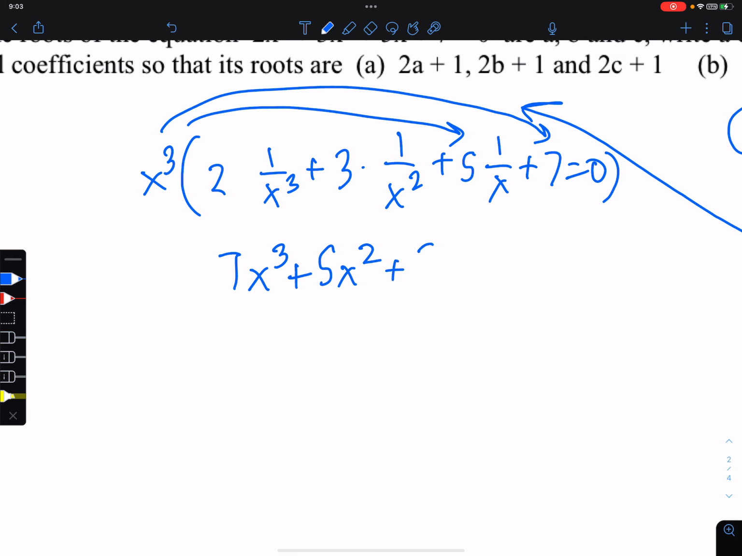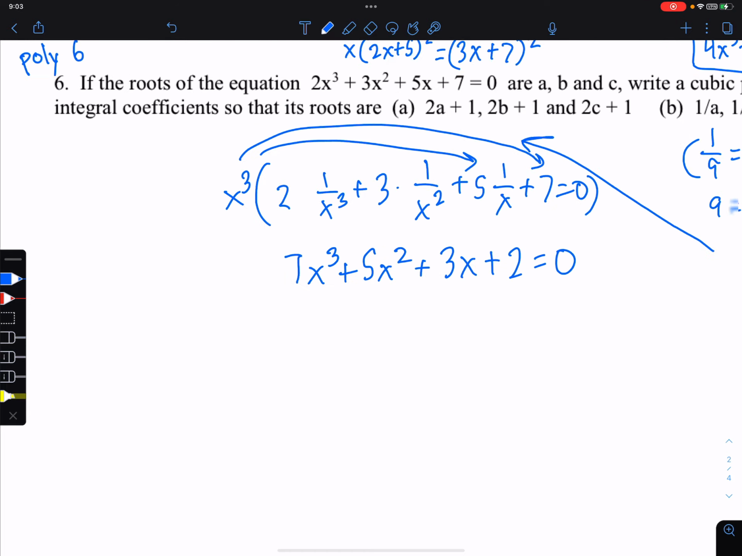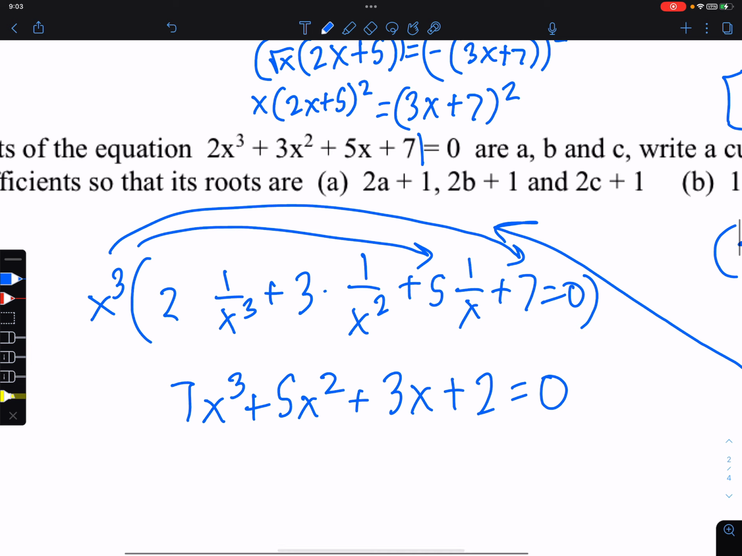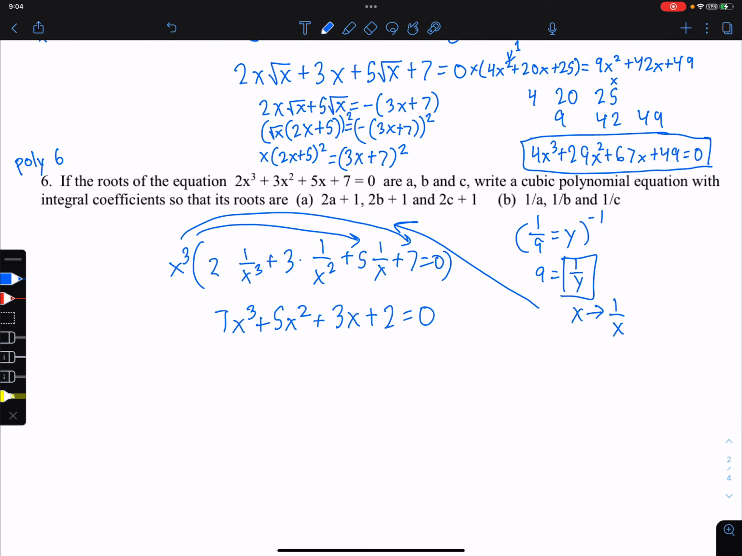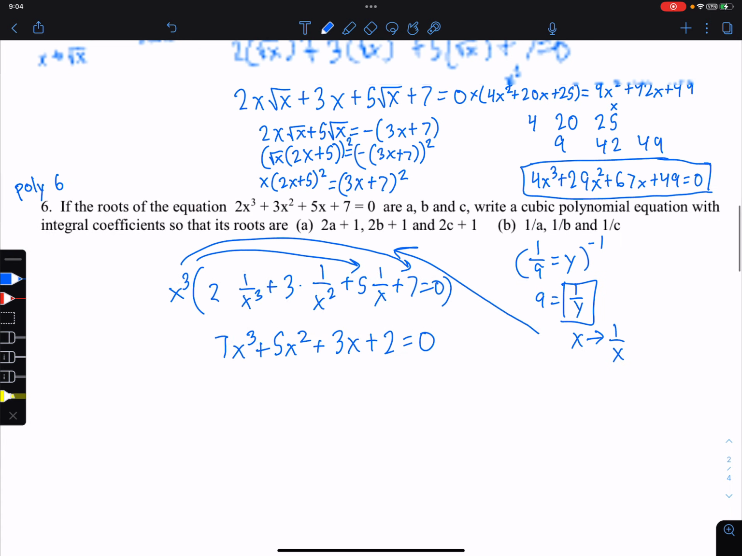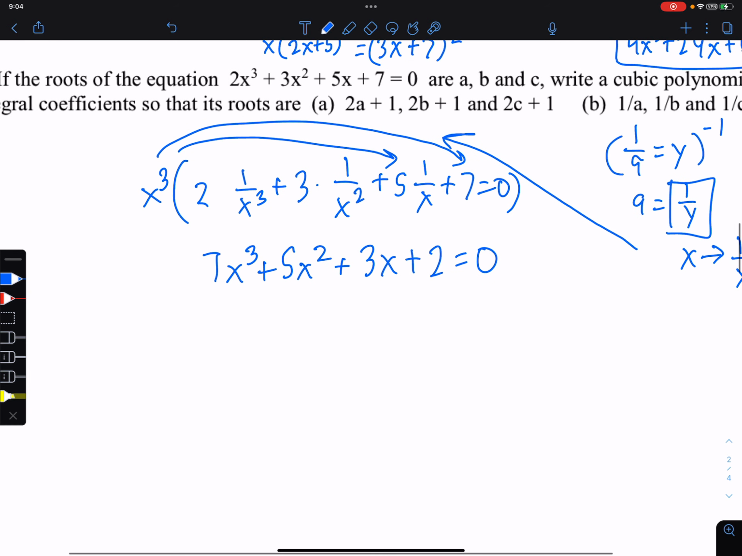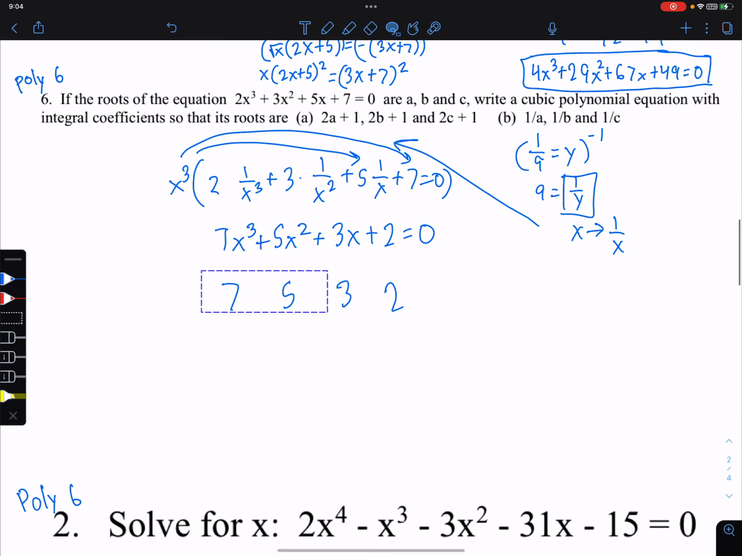Then it would be a 3. Then it would be the 2, right? And if you look at this answer, where have I seen this from? Oh, that's just the original one, but with all of the coefficients flipped. So if you ever see 1 over a, 1 over b, 1 over c, just go ahead and look at the answer and write down the coefficients but reverse. And that's free.